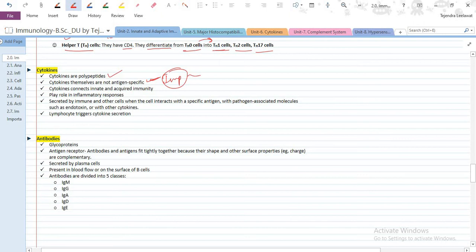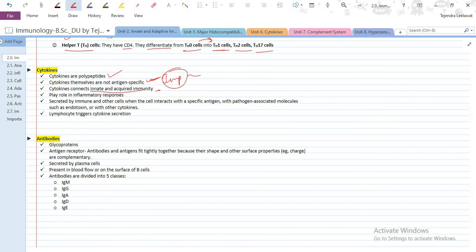And cytokines connect innate and acquired immunity, which is also very important, because whenever we are talking about innate immunity and then again talking about adaptive immunity, do you know that all these systems are connected? Because they need each and every cell. As I told you, adaptive immune cells like B lymphocyte and T lymphocyte wait for the signal that any cell comes towards them and gives the antigenic signal, then they will start working.